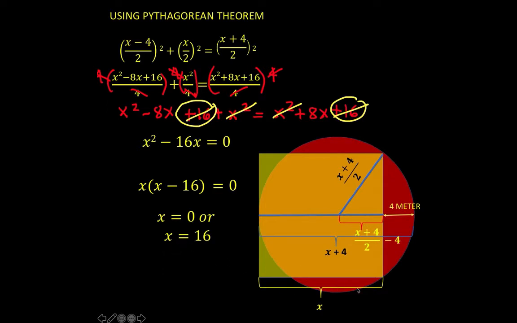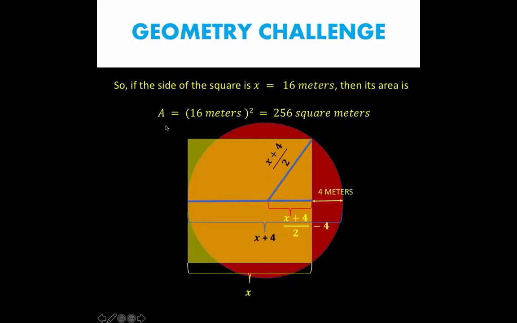And if you know the length of the side to be 16, then the area of the square, therefore, is equal to 16 meters squared, or 256 meters squared. So our answer is 256 square meters as the area of the square.